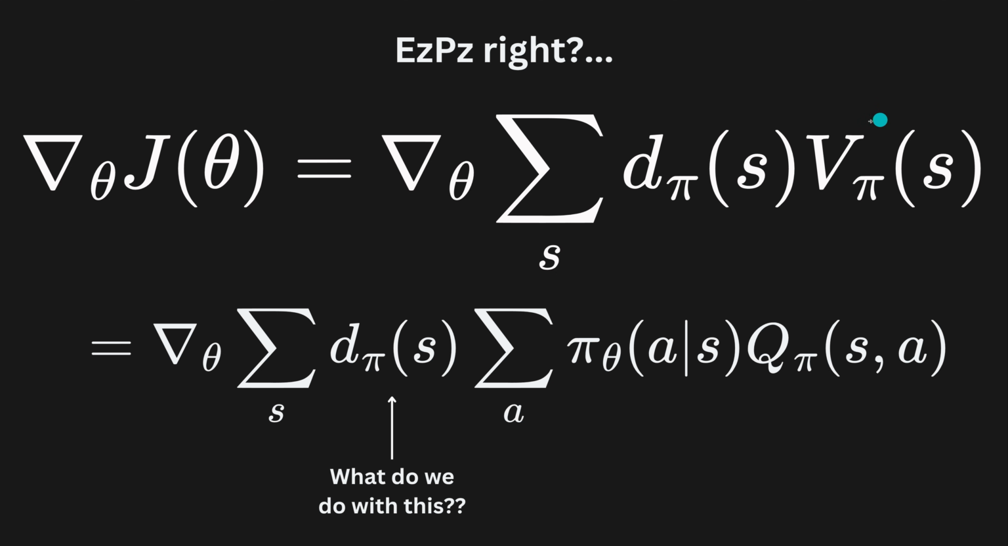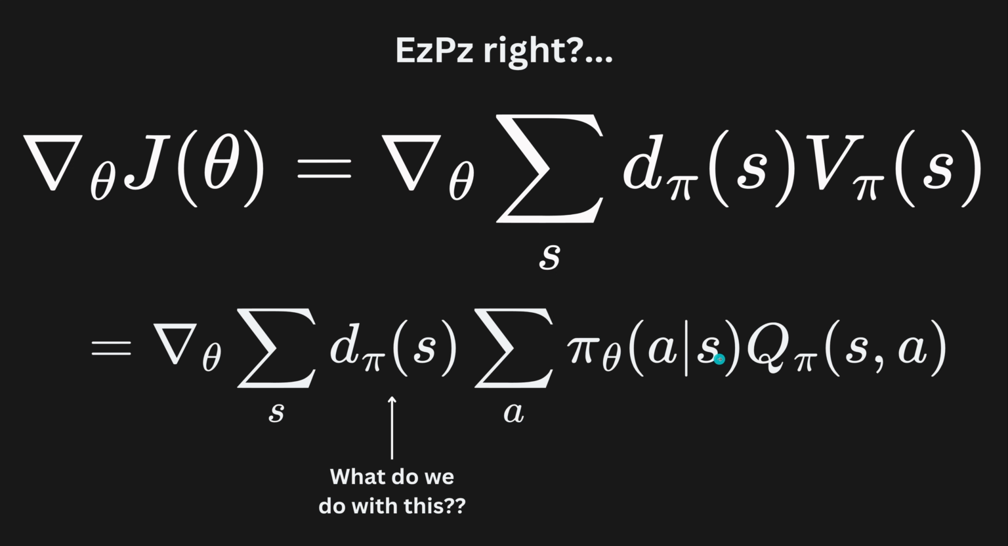We know the Bellman equation. From the Bellman equation, the value is really just the weighted sum of our actions, right? Weighted sum of the actions. So we can rewrite the values as this, and there we go. The derivative of the cost function is just the derivative of the sum of our stationary distribution times the sum over the actions of all this stuff.